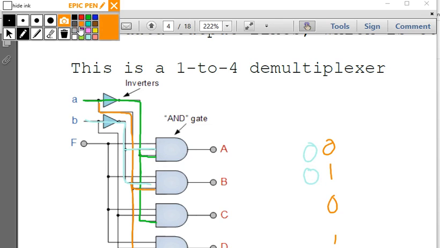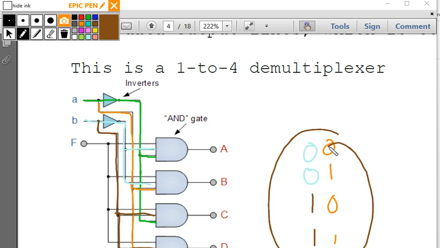And for B, when it's not inverted, it goes here and here. So it becomes 1 and 1. And so what happens is, if F is 0, it doesn't matter. It's going to put 0 on all the outputs, right? So if I don't want to select any of the outputs, it's 0.